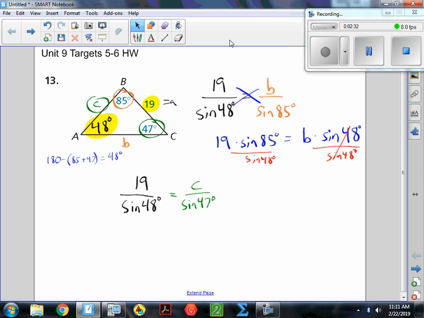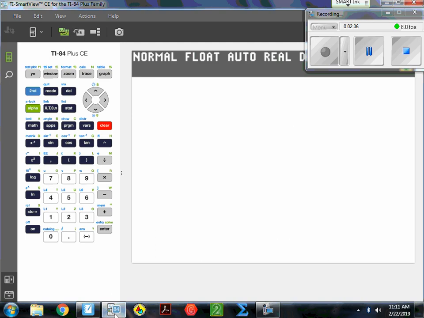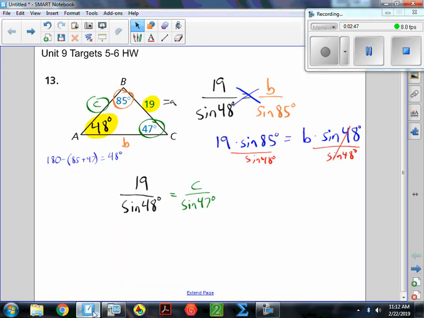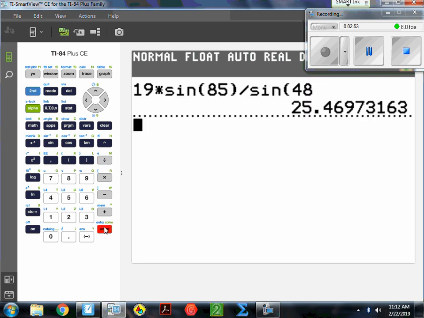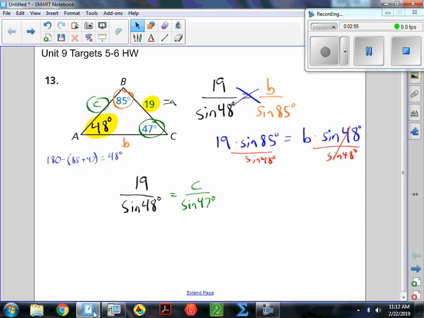Then I'll go to my calculator. So 19 times sine 85. Make sure you close your parentheses if you're not using your fraction button. And I need to divide by sine of 48 degrees. 25.5. So side B is equal to 25.5.